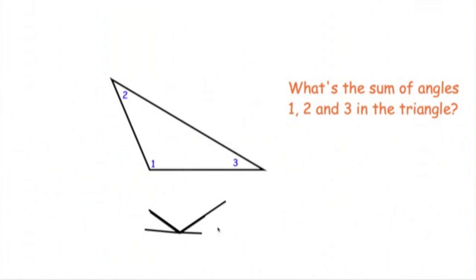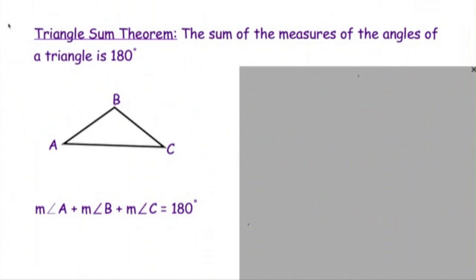Now, this makes a straight line right there. Let's make sure. Straight line through there. So how many degrees are in a straight line? Well, we know there's 180, which sounds like a theorem. It's the triangle sum theorem. It's a big one. The sum of the measures of the angles of a triangle is 180 degrees. Any triangle you have, the sum of these three angles is going to add up to 180 degrees. 180, huge number in geometry, right? It's come up several times already. Supplementary and all that stuff. So this is another time it comes up big.